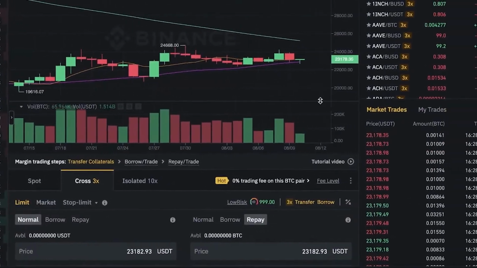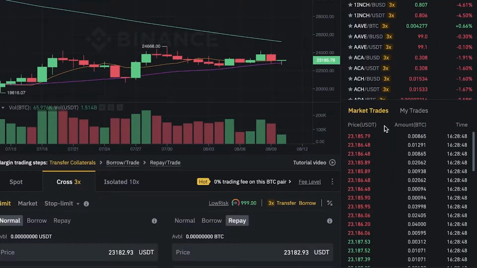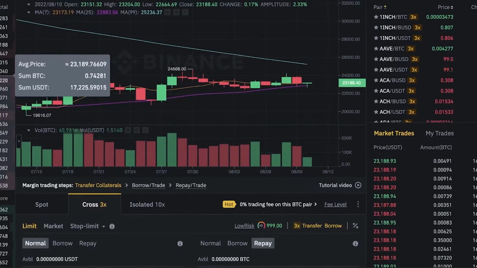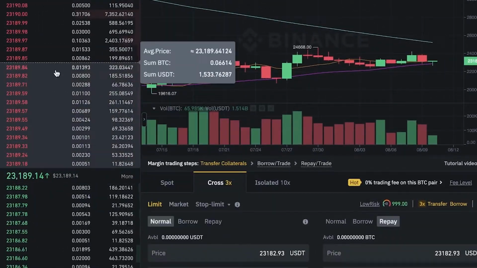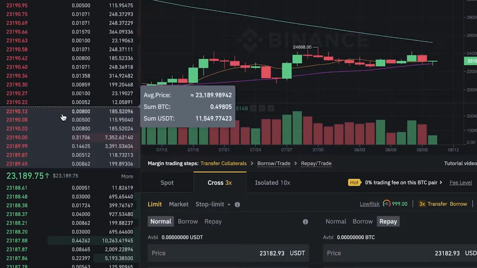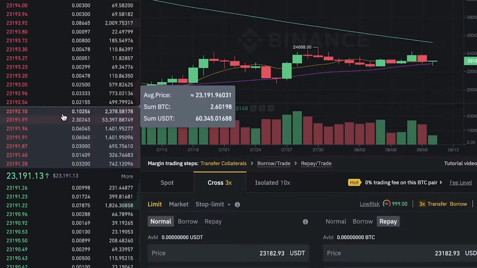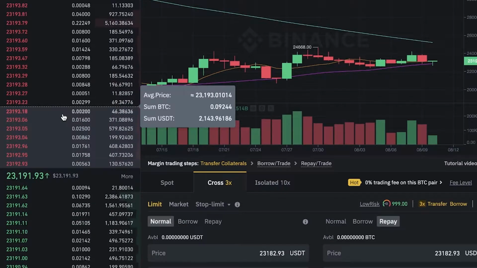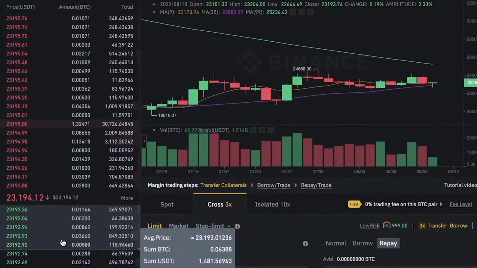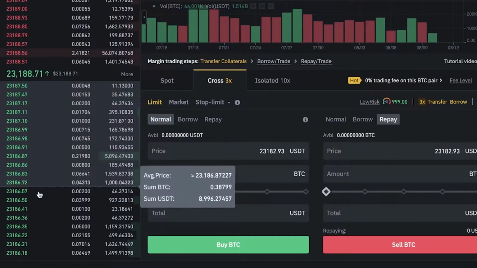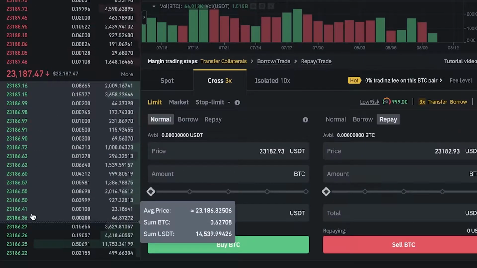Now, you can see on the bottom right, you have the overall market trades that are happening, and on the left side of your screen, the red illustrations or prices illustrate the price at which people are selling BTC, and the bottom green illustrations are the open offers. So these are the prices people are looking to buy BTC at.